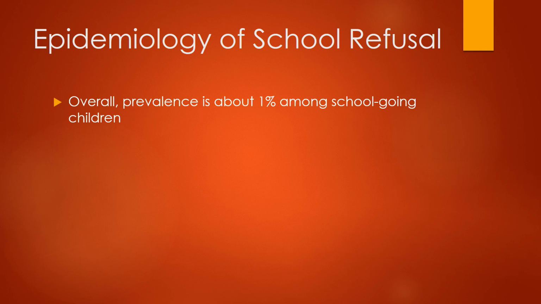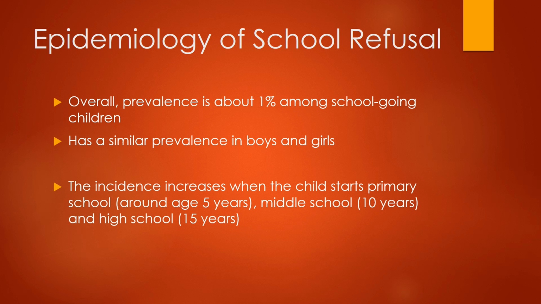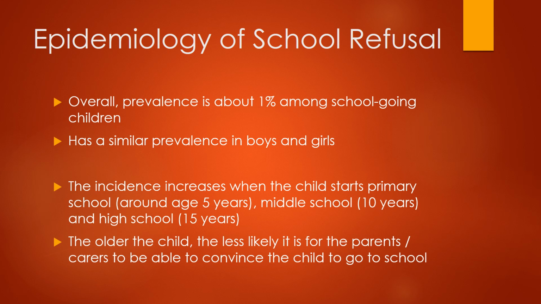Overall prevalence is about 1% among school-going children, with a similar prevalence in boys and girls. The incidence increases when the child starts primary school, middle school, and high school. The older the child, the less likely it is for the parents or carers to be able to convince the child to go to school.